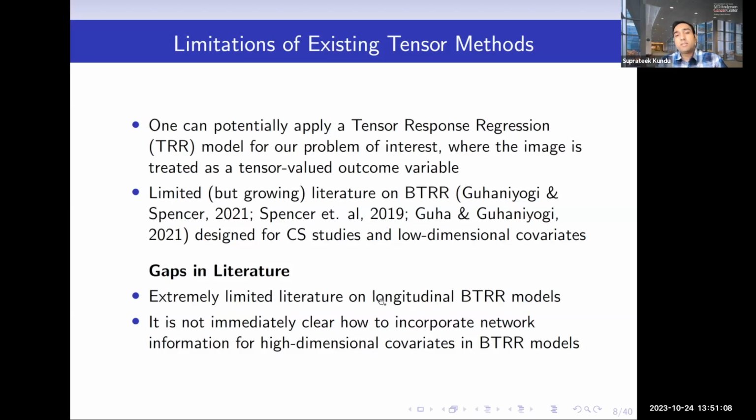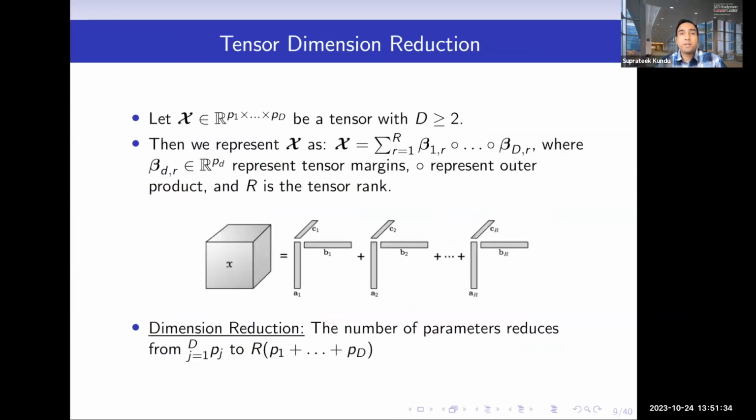So there are essentially no or limited longitudinal BTRR models in literature. And there are other considerations such as how to incorporate network information in high dimensional covariates, right? So not only do we have high dimensional covariates, we also have these covariates lying on some underlying network. If you think about the gene network, right? That's something that's been around in literature. So we need to address all of these gaps in literature.